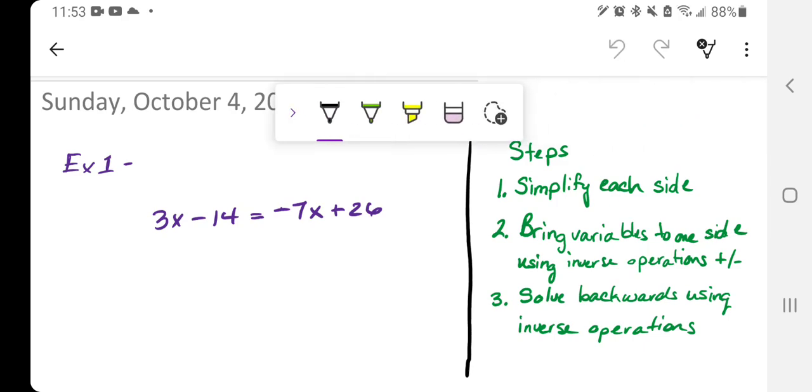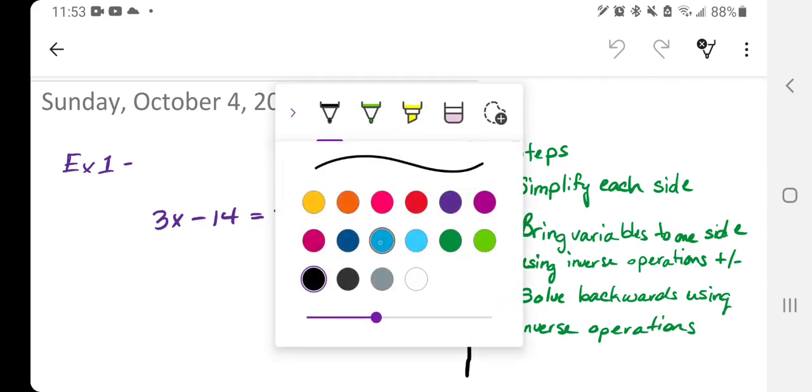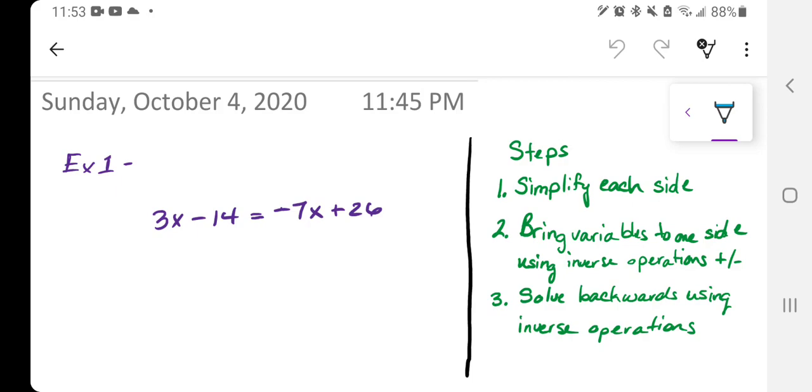So let's start with what I have written down over here. There we go. Okay, so one, it says simplify each side. That's the first step. If I look over here, that can't be simplified anymore. 3x minus 14 is just still 3x minus 14. And I look on this side, that can't be simplified anymore either. So I'm not going to worry about that portion of it, okay? Can't be simplified.